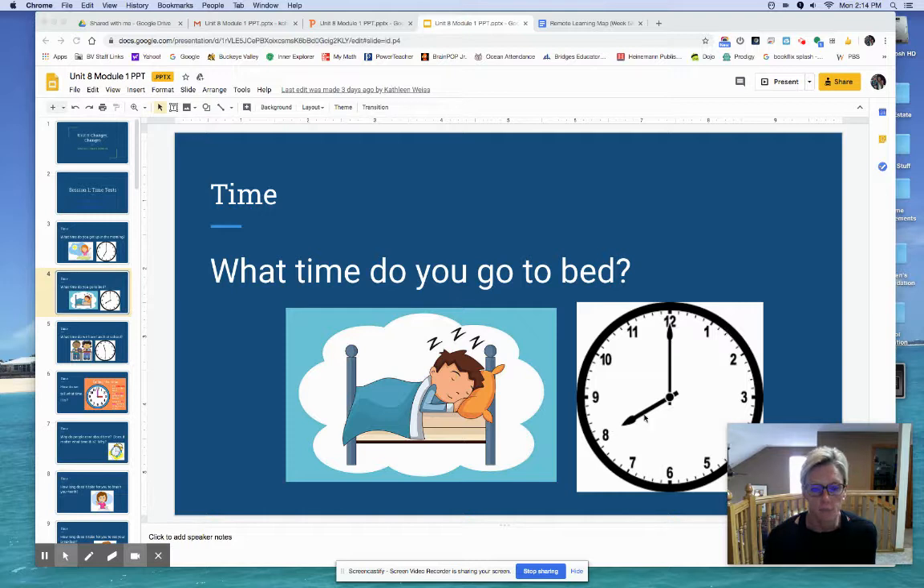Okay, also look at this clock. What time is this clock saying? The little hand's pointing to the 8. The long minute hand's pointing at the 12. That's right, it's 8 o'clock. Great job, boys and girls. Let's go on to the next one.